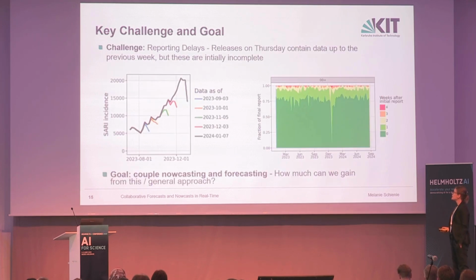All right. So here's the key challenge. The key challenge, as I told you at the beginning, is these reporting delays that we want to correct with the nowcast. The releases on Thursday contain the data up to the previous week, but they are not complete at the beginning. And here on the left in the spaghetti graph, you see for some instances how severe this reporting delay is. You have to read the graph in an Arabic way, from right to left.